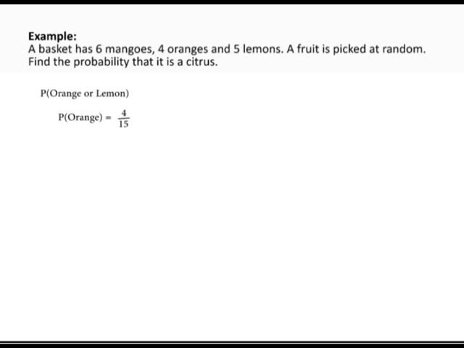There are 15 fruits in total and we have 4 oranges. The probability of picking a lemon is 5 over 15. And so the probability of picking an orange or a lemon is the sum of the individual probabilities. That is 4 over 15 plus 5 over 15, and that gives us 9 over 15, which is equal to 3 over 5.